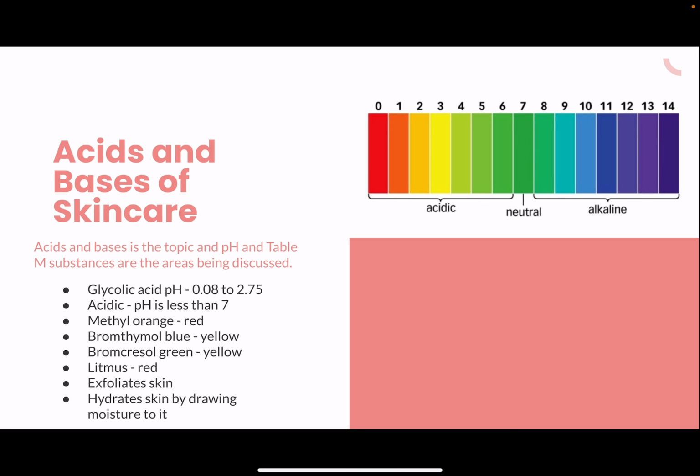A skincare product called glycolic acid has a pH of 0.08 to 2.75, making it very acidic because it is much less than 7, and a pH of 7 makes a substance neutral. Since it has a pH of 0.08 to 2.75, glycolic acid would turn red with methyl orange, yellow with bromthymol blue, yellow with bromcresol green, and it would turn litmus paper red. Glycolic acid is beneficial to the skin because it exfoliates it, and it also hydrates it by drawing moisture.